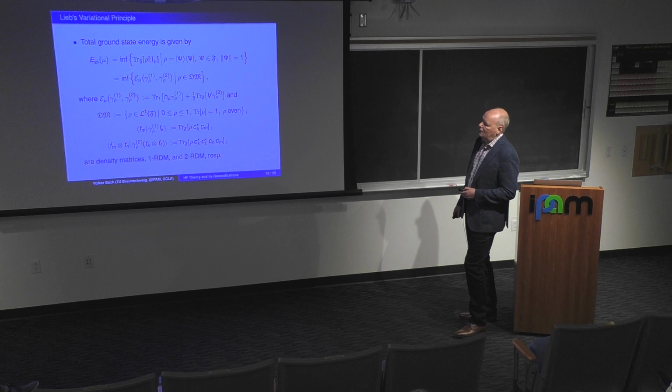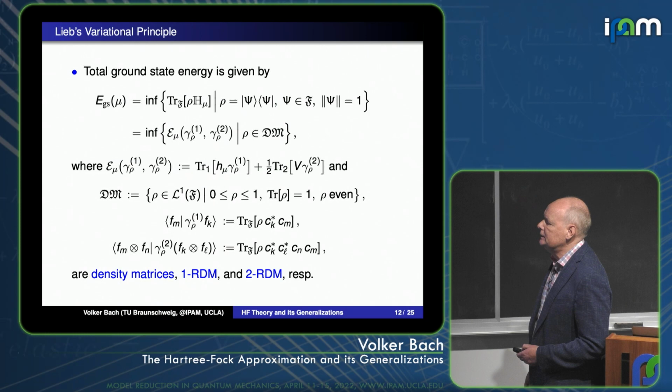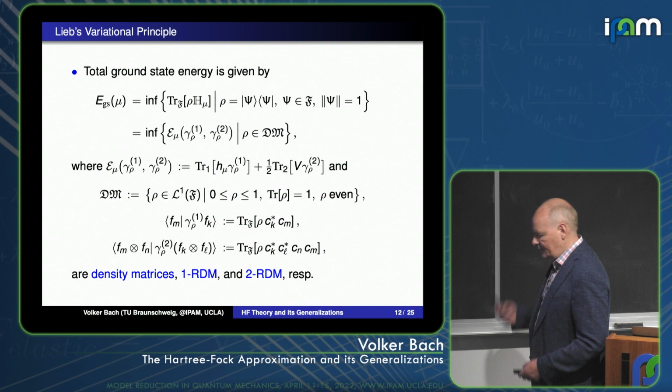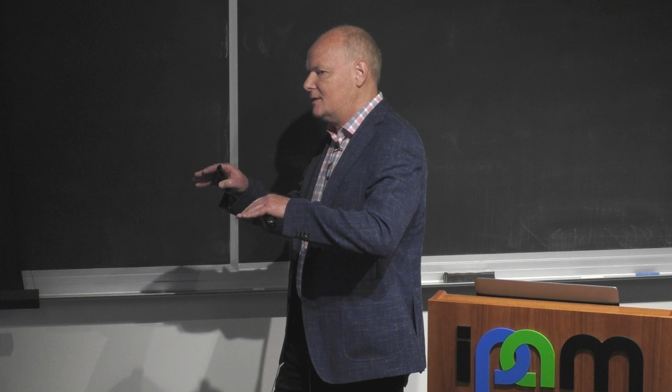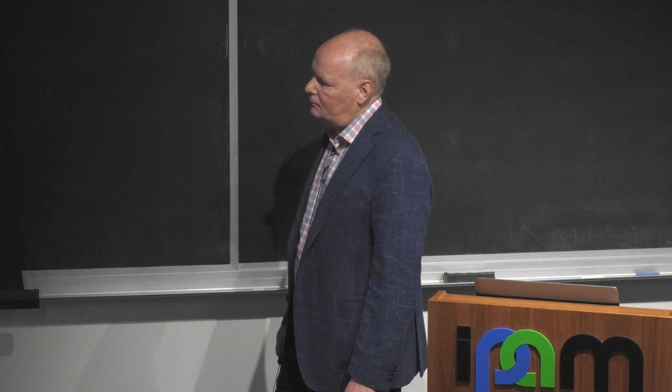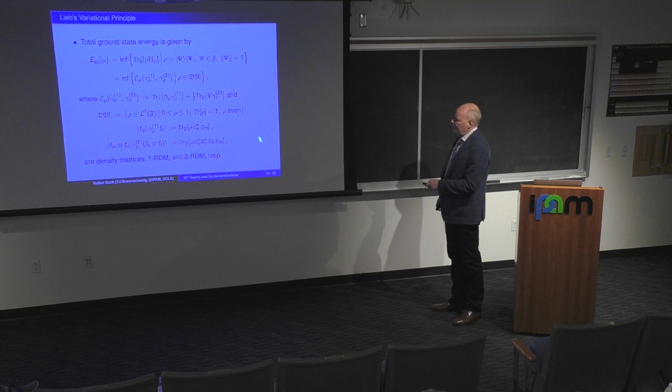And here are the definitions of these objects. The density matrices are the trace class operators, so convex combinations of these rank one projections, self-adjoint and positive, so their eigenvalues are between 0 and 1, and the trace is equal to 1 for normalization reasons. And then I also demand that rho is even, the density matrix is even. So it never maps an n particle space, when n is even, into an odd number particle space, and vice versa. This is a physically very reasonable requirement because all observables that we study are even too.